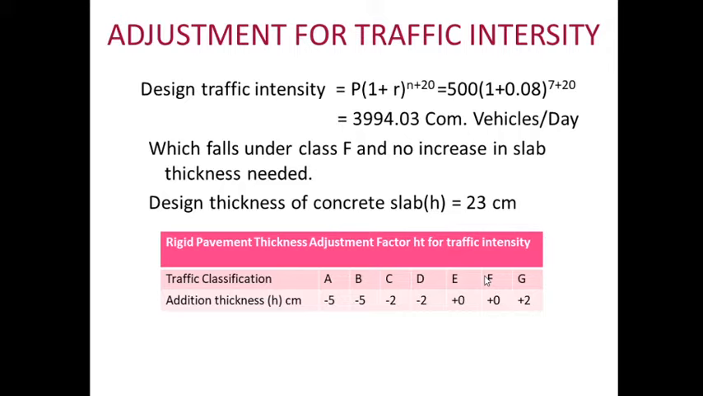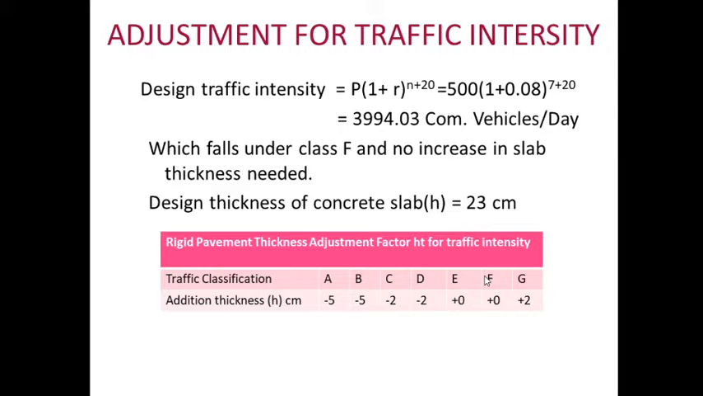Then construction years by the year 2019, the difference is 7 years. Then 20. Any idea about 20? 20 is used because the design life of flexible pavement is 15, whereas this is rigid pavement. That's why we assumed 20. Then R is the growth rate. Normally in India, the growth rate is 7 to 9%. We are assuming 8%, which falls in F class.